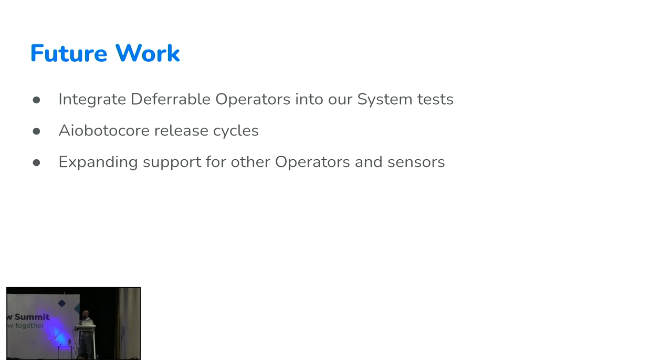Some of the future work that we want to work on is integrating deferrable operators into our system tests. We have system tests in our AWS provider package. These tests are essentially integration tests that run automatically every time there's a new change in the code base. We want to integrate deferrable operators into that so that any errors that are somehow missed during the code review process and the Airflow CI get caught with our integration tests.